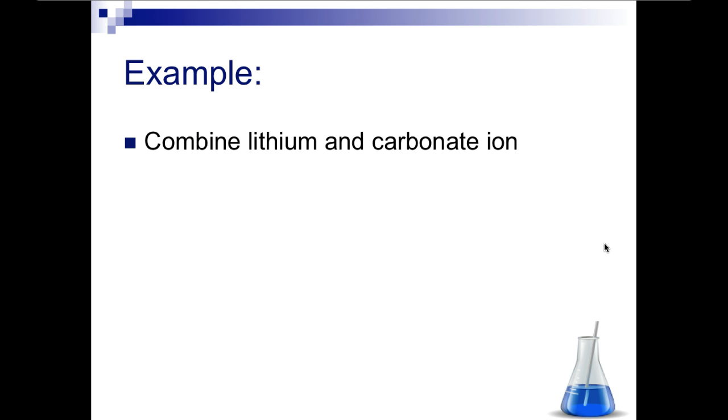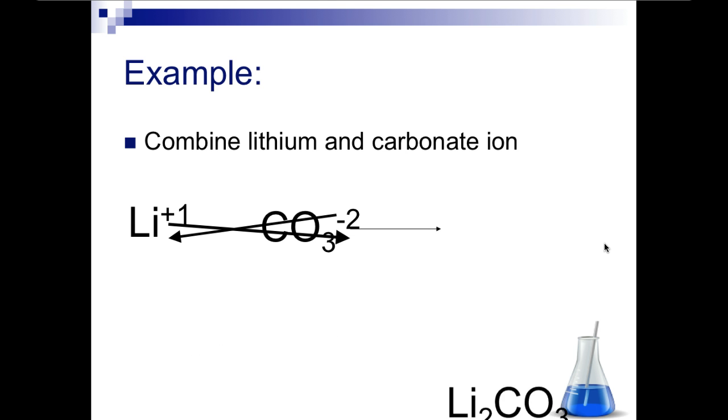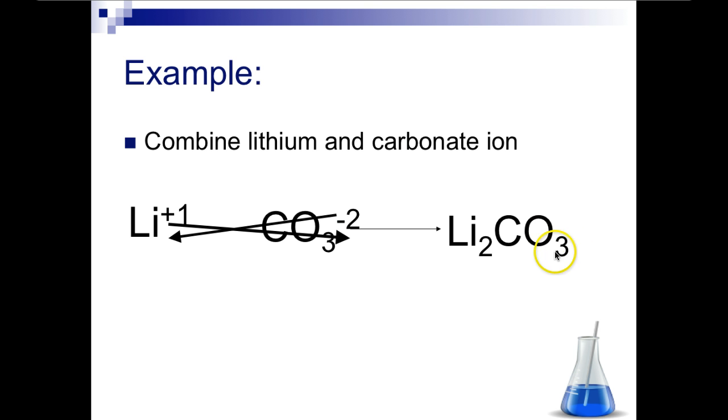Let's look at another one. Let's look at lithium with the carbonate ion. Lithium is Li plus 1. The carbonate ion is CO3 minus 2. We are going to crisscross our charges, and when we do that, we come up with Li2CO3. Now this 3 is from the carbonate ion. See how it's here already? We do not change that. That stays the same. The only thing that changes is the 2 and the 1 get crisscrossed.